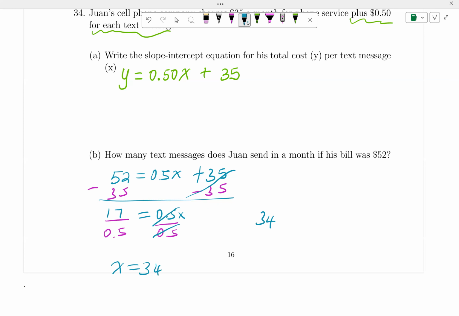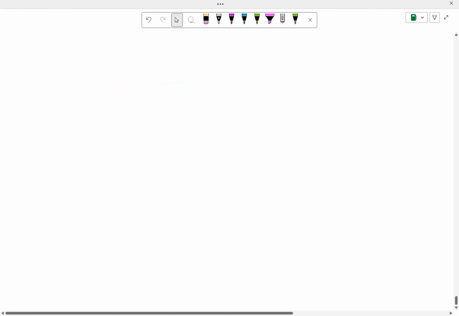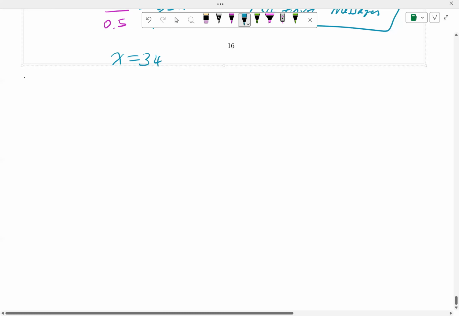You can plug this in your calculator, of course, and do the math. This will be 34 text messages. And that's that. All right. I believe that brings us to the end of this review. Of course, there are other things that are going to be on the test that may not be on this review packet. Sometimes that happens.